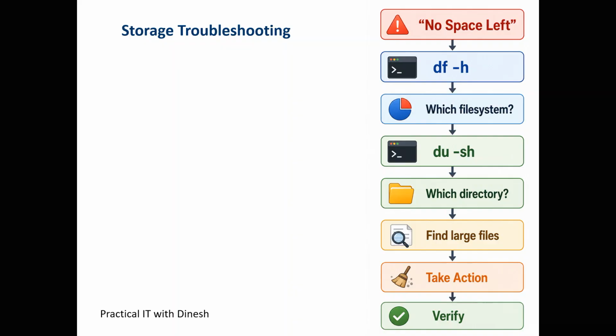This is a typical storage troubleshooting workflow. If there is no space left on the disk, first we use the df -h command to identify which file system is full. Then we use the du -sh command to identify where the space is being consumed. And then we use the ls -lh command to identify which files are consuming more space. Only after understanding the cause should we decide what to remove, archive, rotate, or otherwise manage. Finally, using the df -h command, verify that the problem has been resolved.